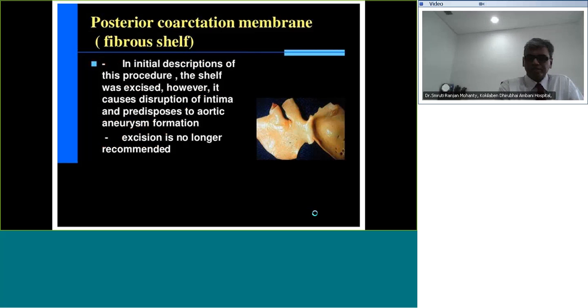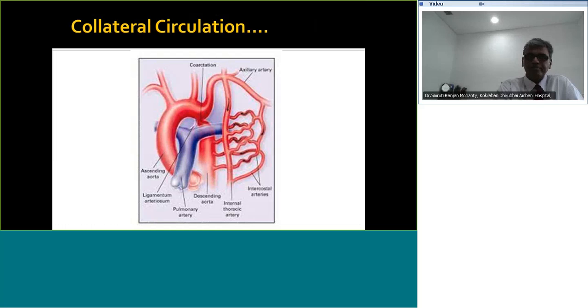Now, there has been enough study of this particular specimen where they found there is a posterior shelf, which is called the posterior coarctation membrane. So in the surgical approach, especially in patch aortoplasty, we try excising this posterior shelf surgically, and this causes disruption of the intima and predisposes to aortic aneurysm formation. That's why excision of the posterior shelf is no longer recommended.